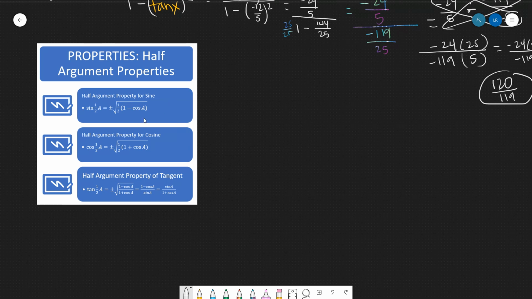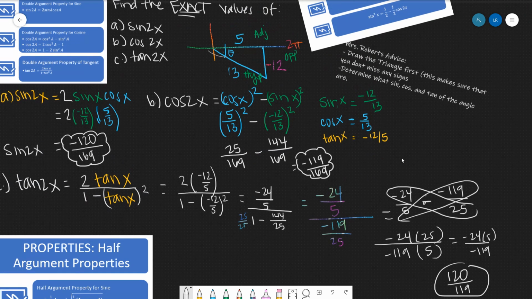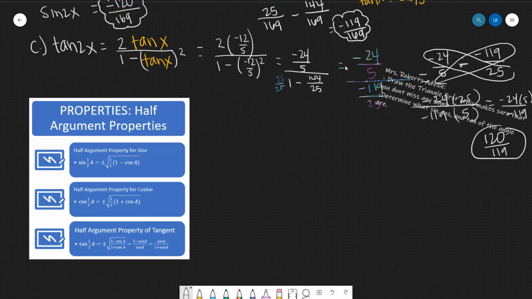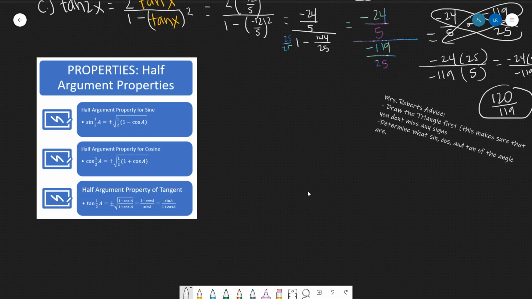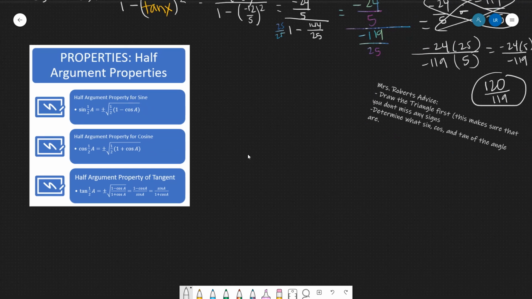So half argument properties. Before I get too far, let's go ahead and I'm going to drag my advice down to make sure that we always have it kind of in front of us. Half argument properties. They look a little bit ugly. They're not as bad as you think.